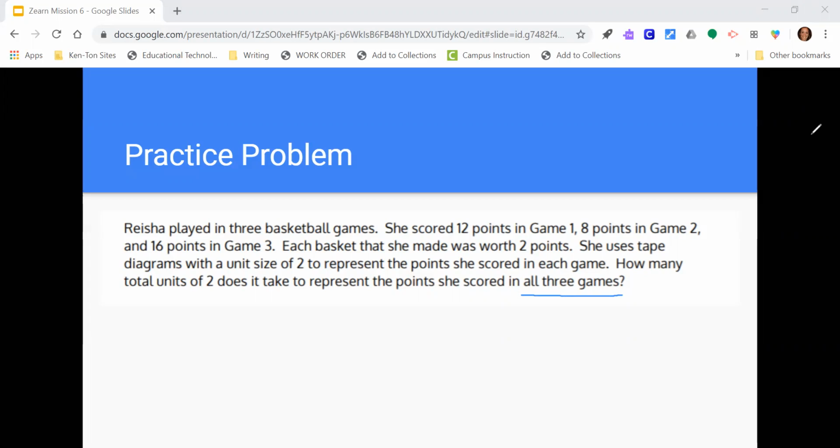So I need to use all of this data. I'm going to start with game 1, game 2, and game 3, because it's important that when you have data, you label it properly. So I need to show a tape diagram with 12 points in groups of 2. So 2, 4, 6, 8, 10, 12. That means I need to make 6 groups of 2. And that is 12. I like to put the total on the end. Let me fix that here.